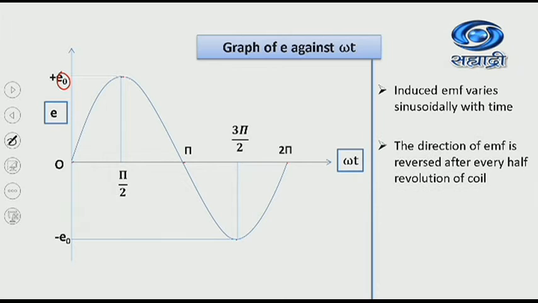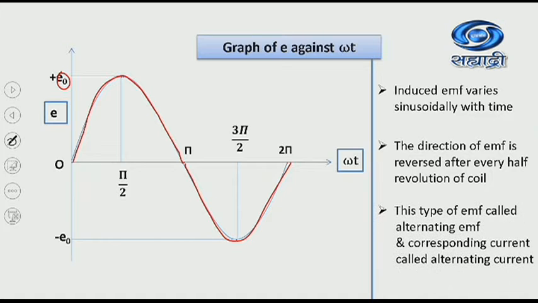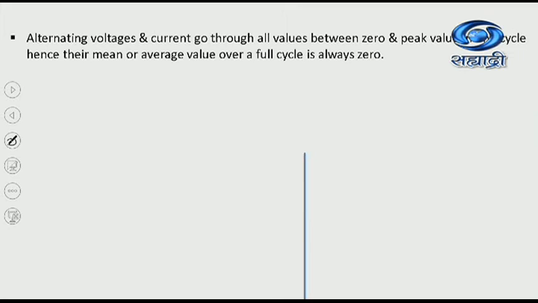The direction of EMF is reversed after every half revolution of the coil. So this nature of the graph you get in half rotation, and the next part of the graph you get in the next half rotation or revolution. This type of EMF is called alternating EMF because it is alternating in direction. In one half cycle, EMF is in one direction, in the next half cycle it is in the opposite direction, and the corresponding current is also called alternating current.